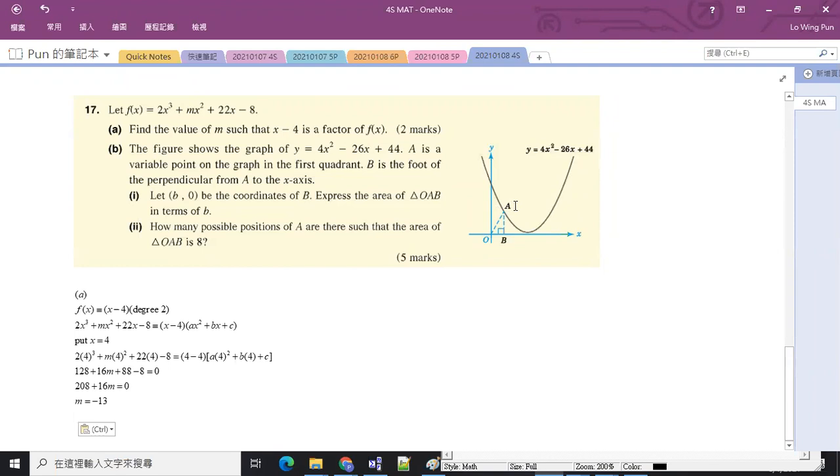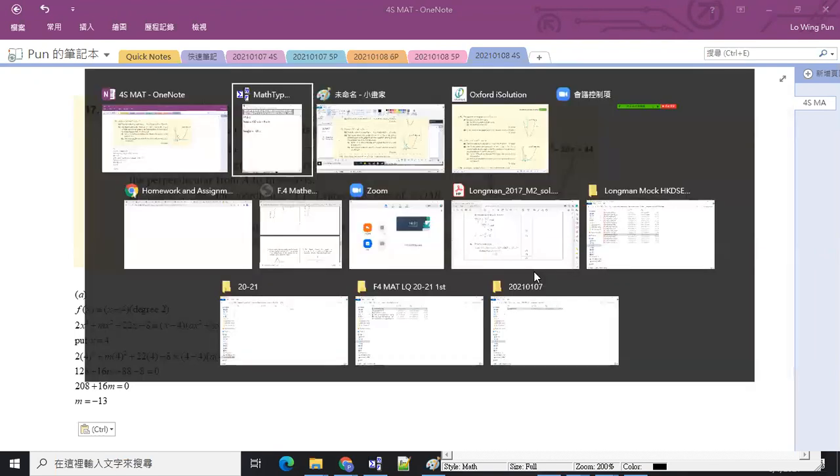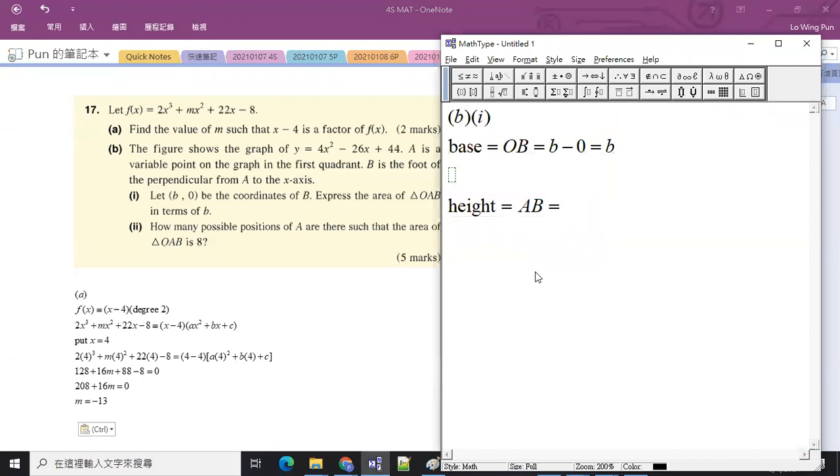不過而家呢個 A 點嘅 x 坐標係細階 b 嚟嘅，咁我哋咪塞入去咯。即係咁，我哋要 put x equals b into the equation. Okay, so when x is equal to b, y is equal to 4b squared minus 26b plus 44.